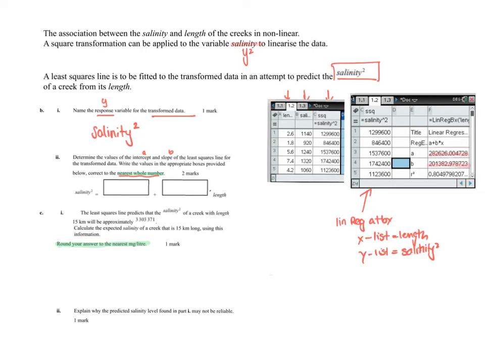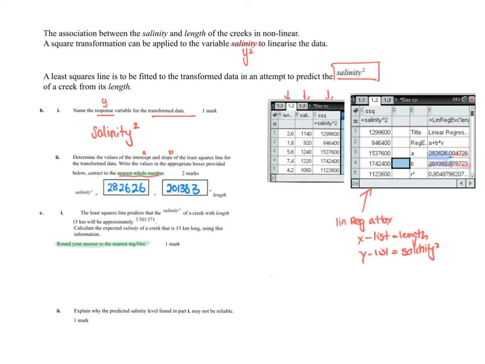Now they said to the nearest whole number, so that just means before the decimal point. So here is the whole number, and I'm going to write that out. So it's 2, 8, 2, 6, 2. Now the last 6, I just checked, is followed by 0, so it doesn't get rounded up. And this one to the nearest whole number is followed by a 9, so I will have to round that one up. So the B is 201,383. Okay.